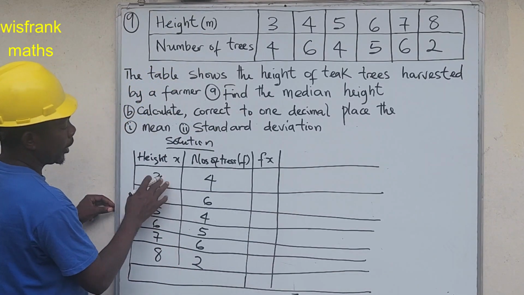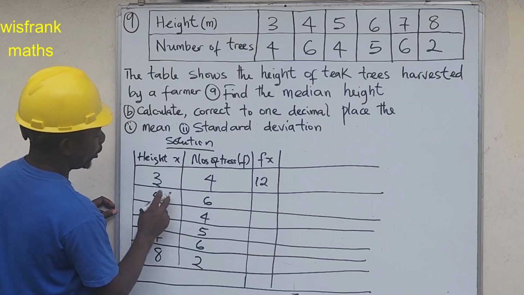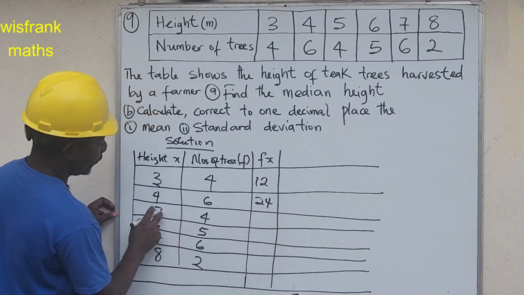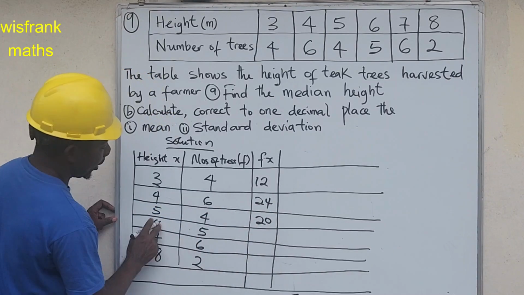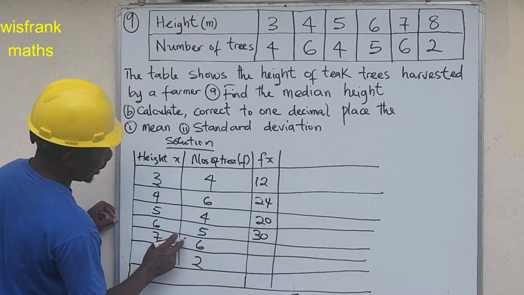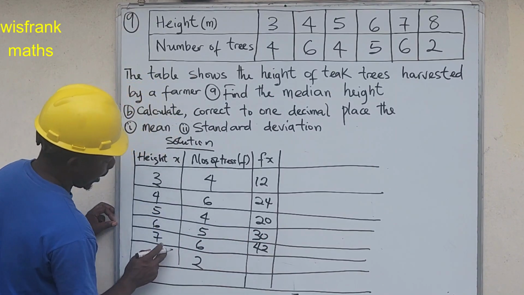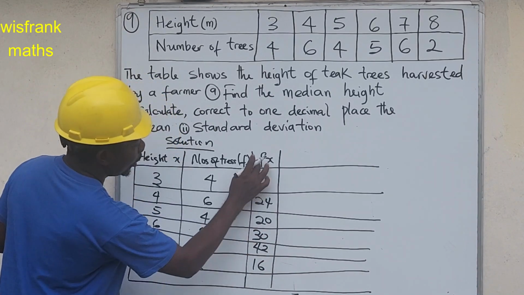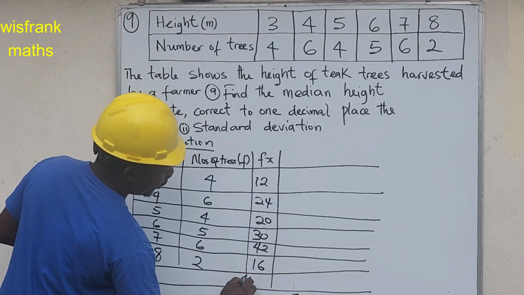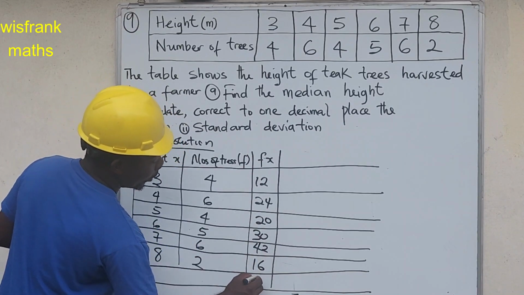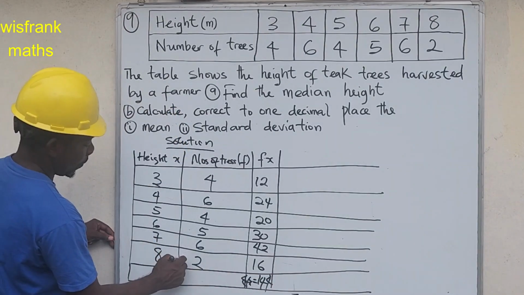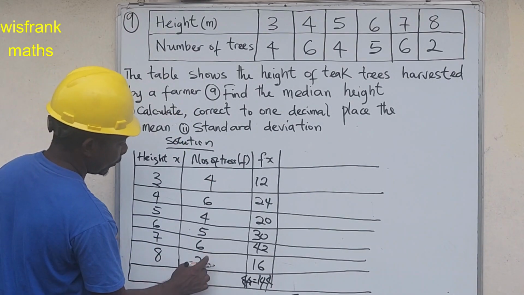So it's going to be this way. Here 3 times 4 we have 12, then 4 times 6 we have 24, 5 times 4 we have 20, then 6 times 5 we have 30, 7 times 6 we have 42, then 8 times 2 we have 16. So the summation of fx, if you add all this, we are going to have 144. Here we add all this, we are going to have 27.